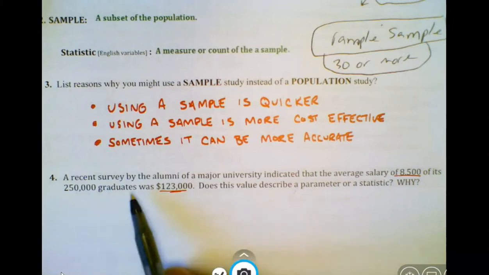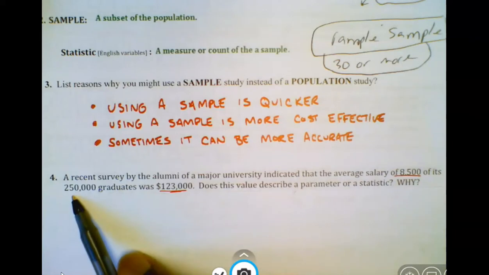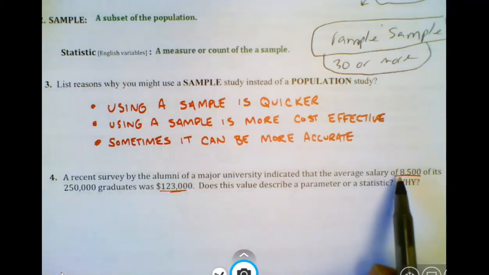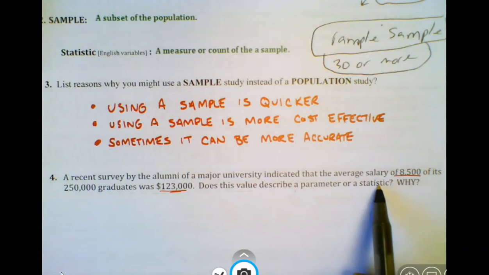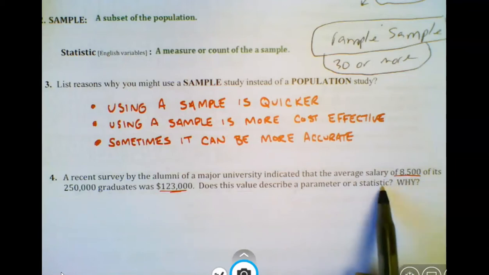All right, so the whole group of the graduates is 250,000 people. We didn't measure all of their salaries. We only measured 8,500 of them. So for that reason, it's a statistic. And the reason why is 8,500 is a subset. So this is a statistic.